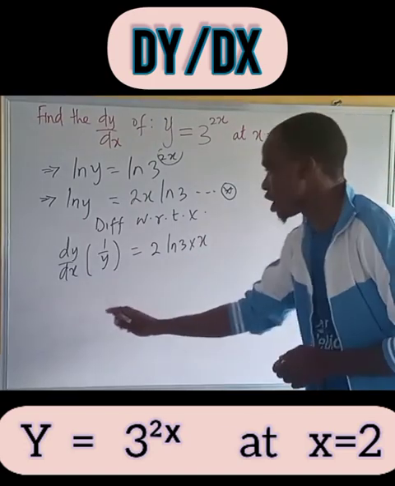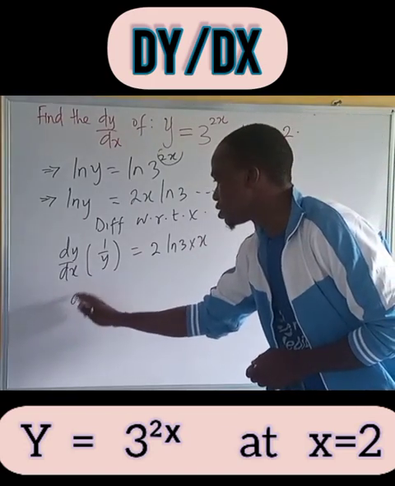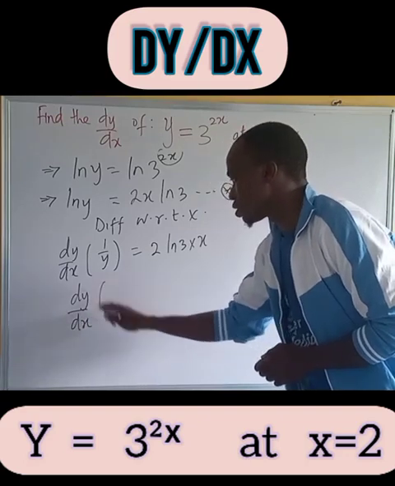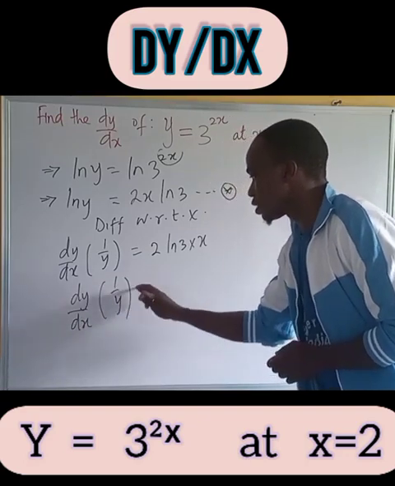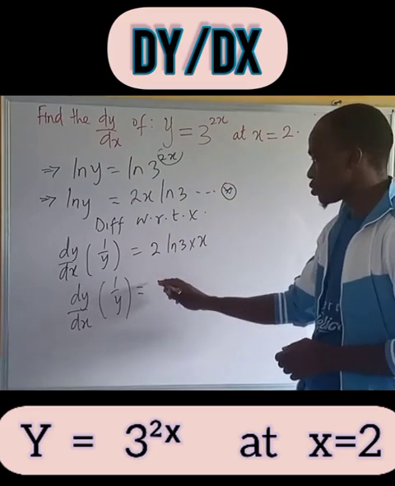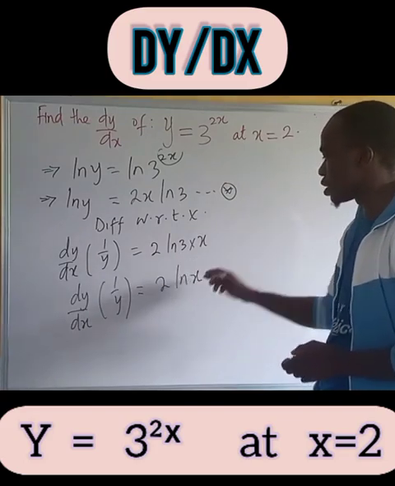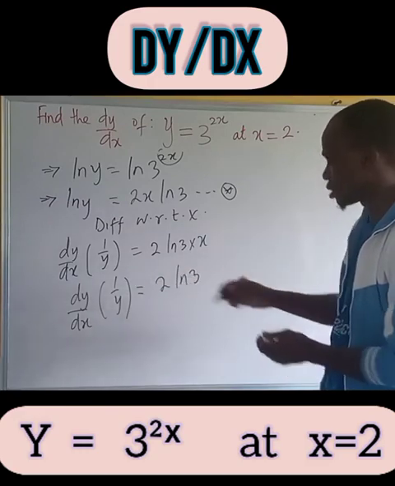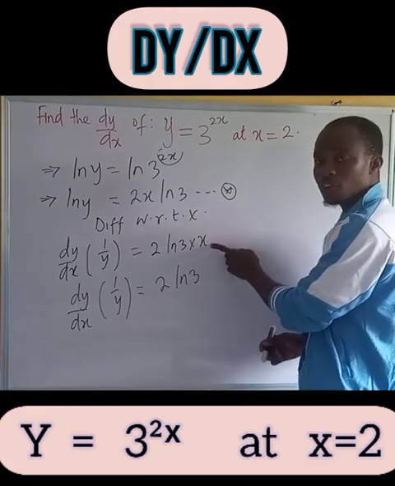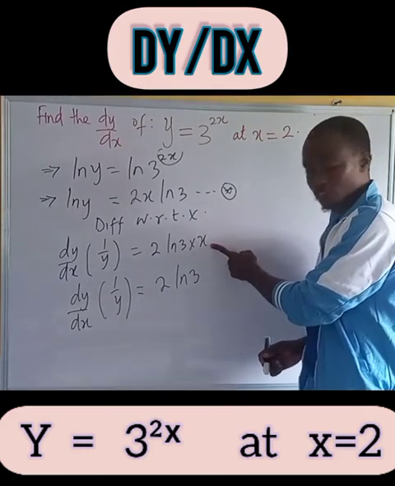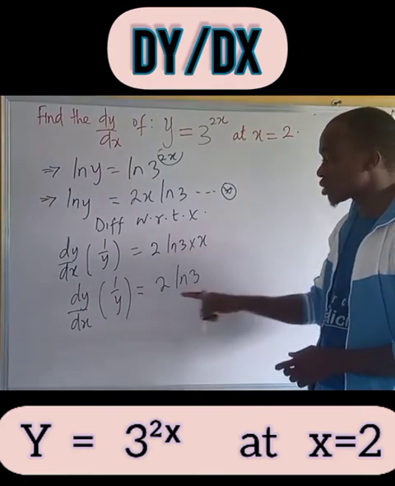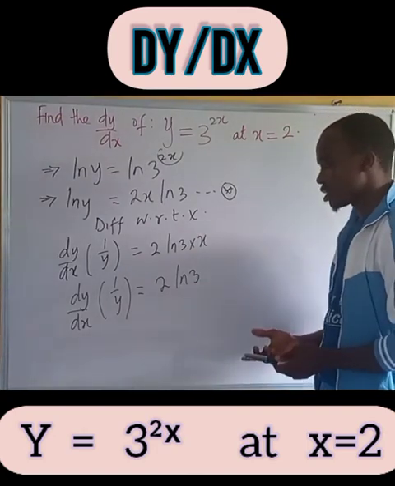So we are going to be having 1 over y dy/dx equals 2 ln 3, because the derivative of x is going to give us 1, then 1 and the entire logarithm, so we have 2 ln 3. Are you getting it now?